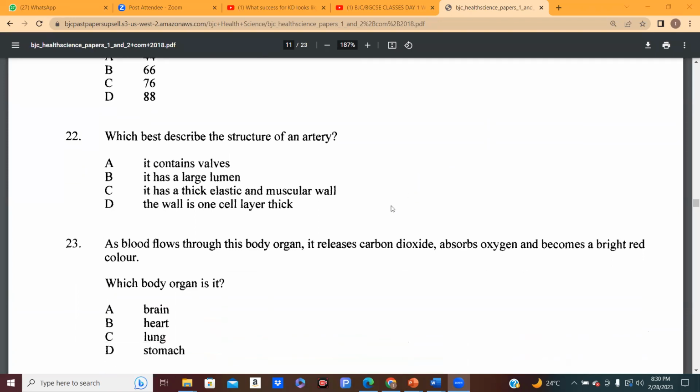Antoine, number 22. Which best describes the structure of an artery? Is it A, it contains valves, B, it has a large lumen, C, it has a thick elastic and muscular wall, or D, the wall is one cell layer thick? A, it contains valves. No, that's incorrect. Shea, which best describes an artery? C. C, very good. It has a thick elastic and muscular wall.